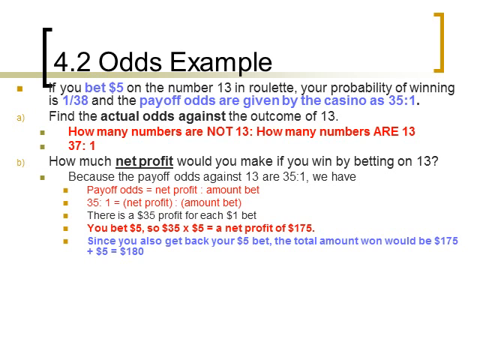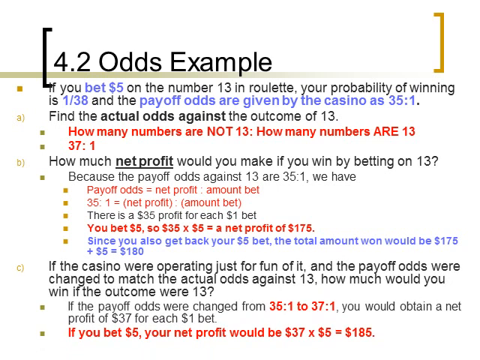Now how much did we bet? Well, we bet $5 on the number 13. So we multiply 35 by 5 and we get a net profit of $175. You also get back your $5 bet, so the total amount won would be $175 plus 5, or $180.